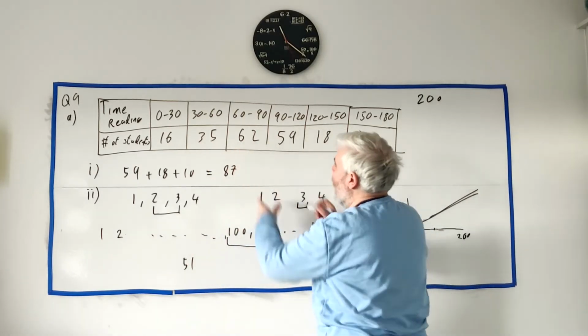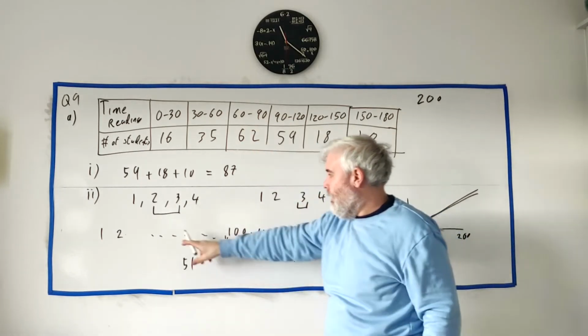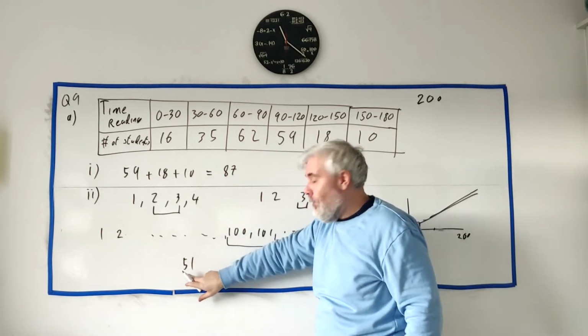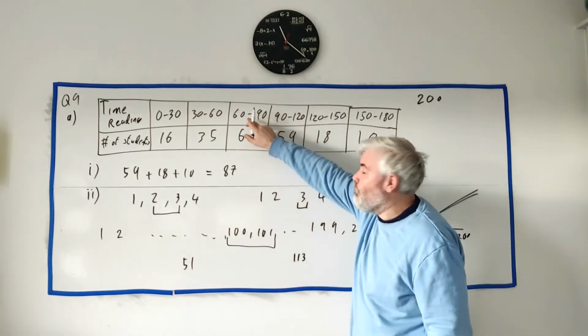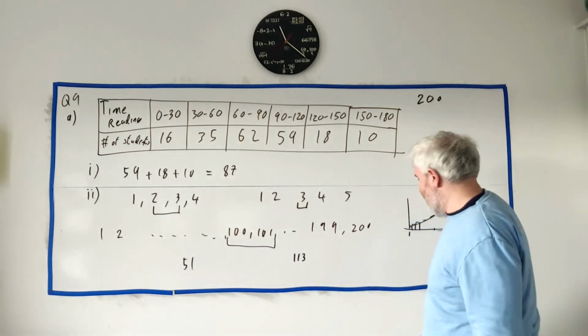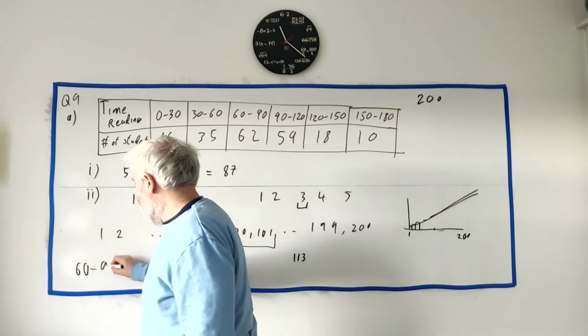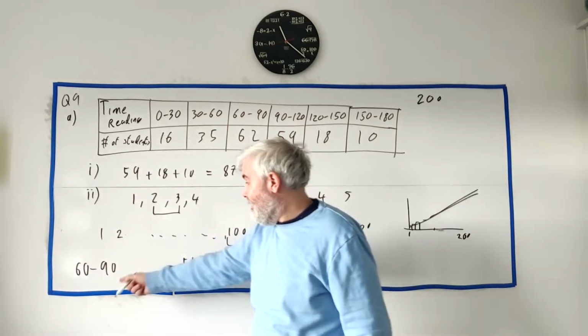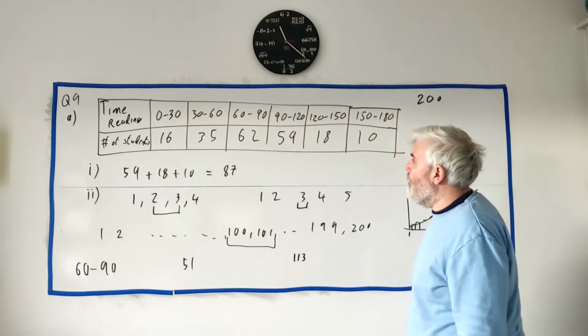This group here, 60 to 90, they are from the 51st person to the 113th person. So the middle person is in this group. And that's mostly what the exam wants. You'll get a lot of marks by just writing down 60 to 90. The median is definitely in here. The median is in here somewhere.